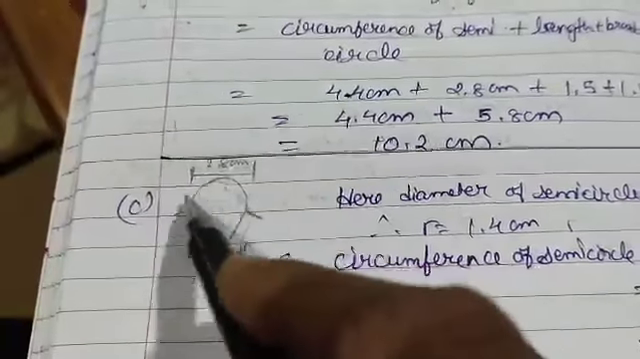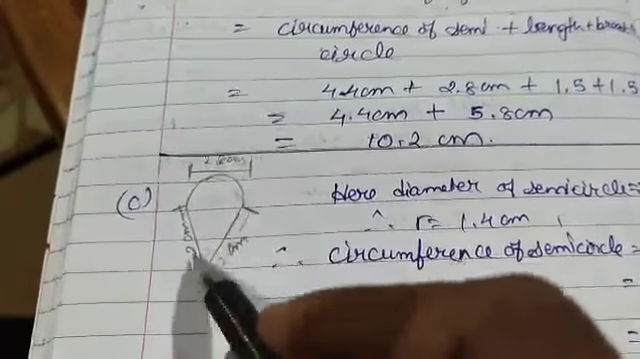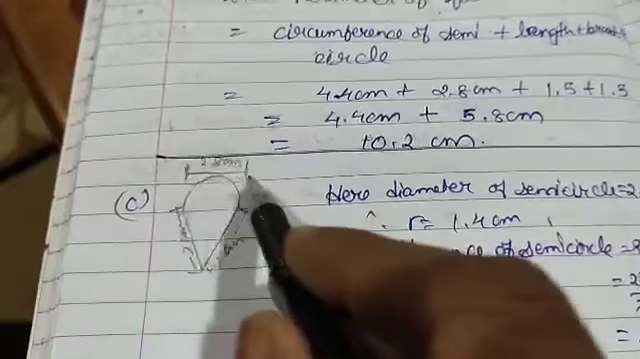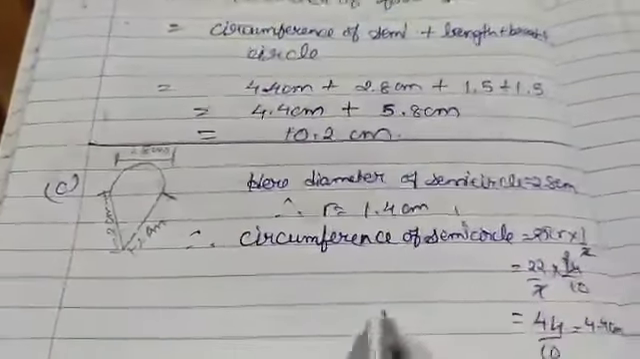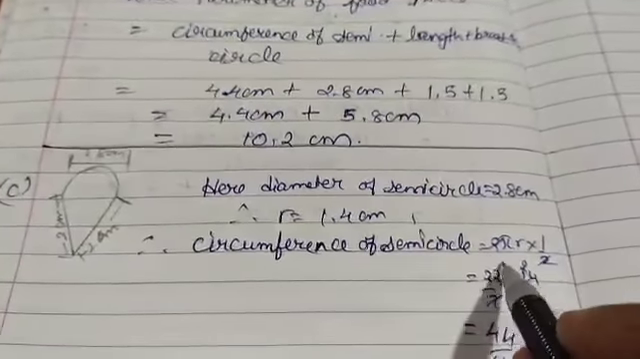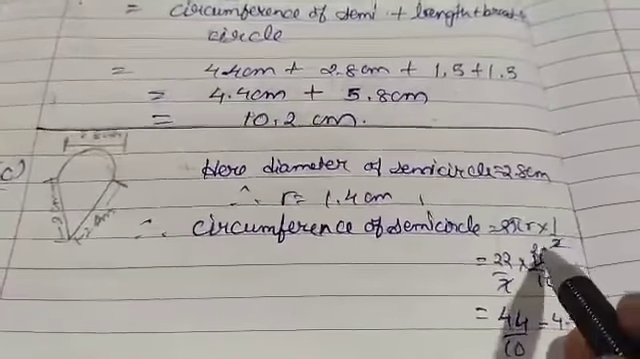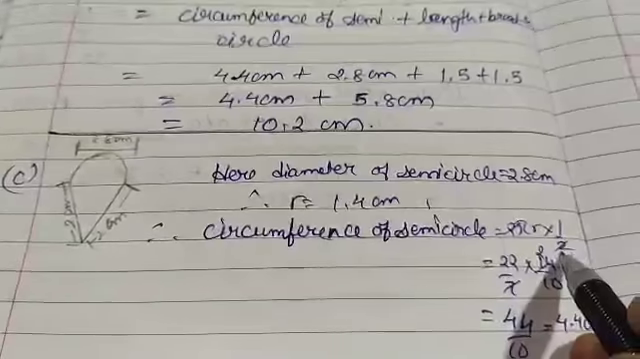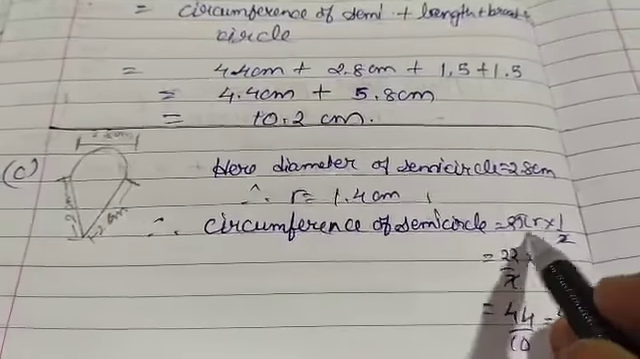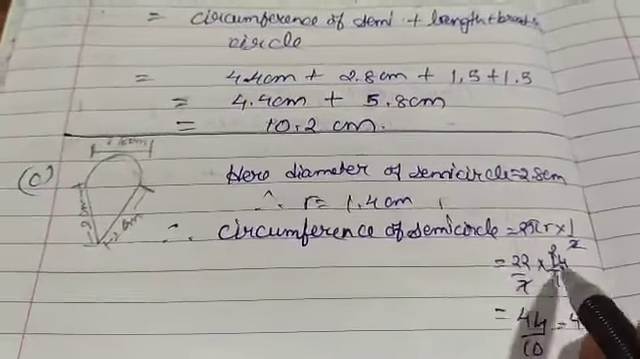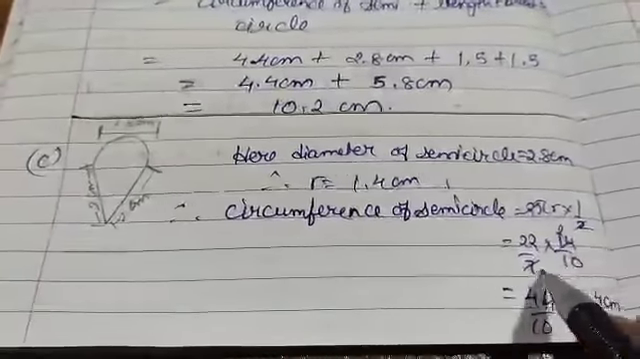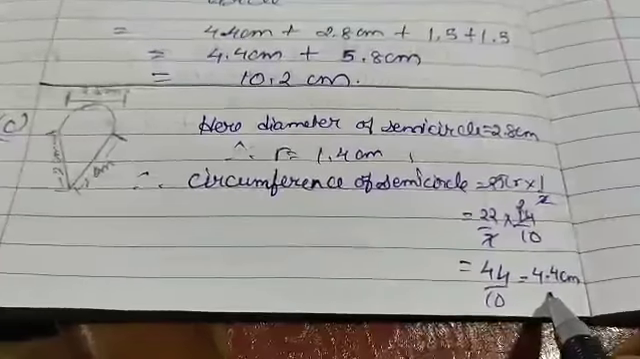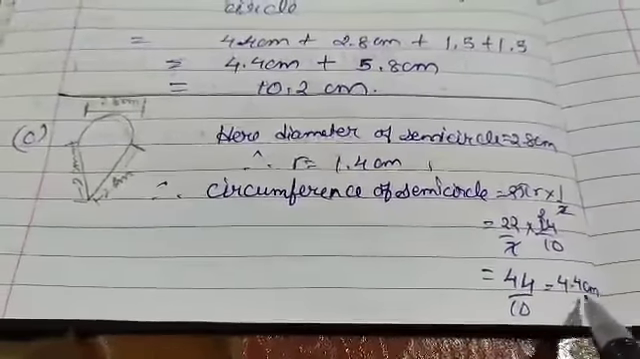Now the next figure is like this. Here also one semicircle, these two sides and the diameter. So here also radius you have to take 1.4. Now find out the circumference of a semicircle, half and half, that is 2 and 2, you can cancel it here only. Pi r is left, so 22 by 7, and the diameter is 2.8, so radius will be 1.4, so 14 by 10. After cancellation again you will get 4.4 only, that is 44 divided by 10 is 4.4.